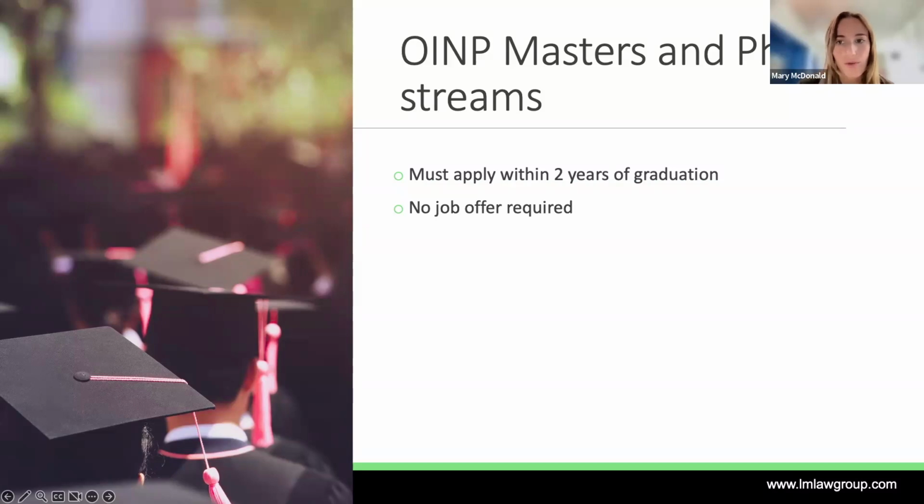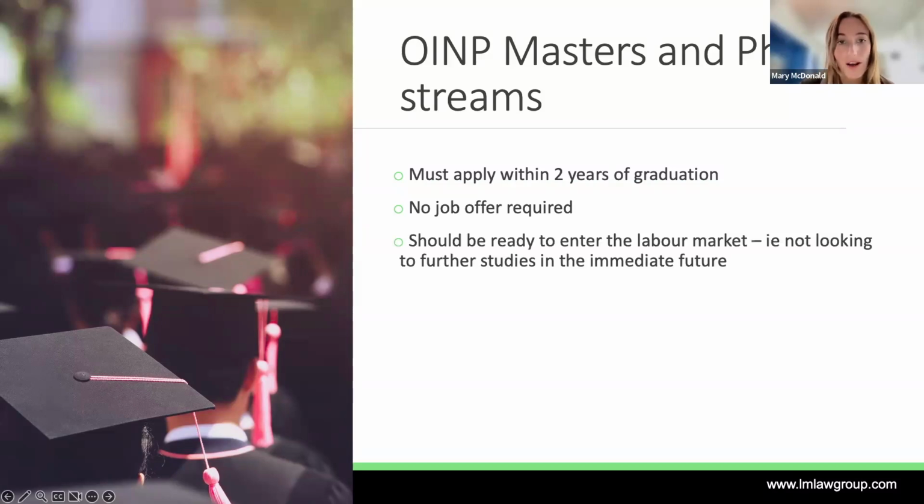You have to be entering the job market to go under the master's stream pool. Then you have to register your profile with OINP, you get a score, and then you're waiting for OINP to do a draw and issue you an invitation to apply if your score is high enough. Given the 2-year deadline, we normally recommend registering for these programs as soon as you do meet the criteria, because it can be hard to predict when they might do a draw, and you only have those 2 years to apply under this stream. So do register for this program right away if you qualify.